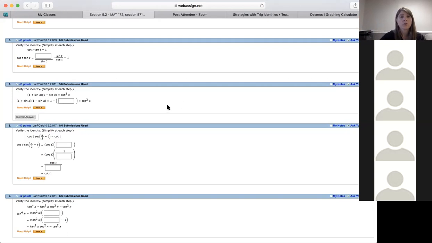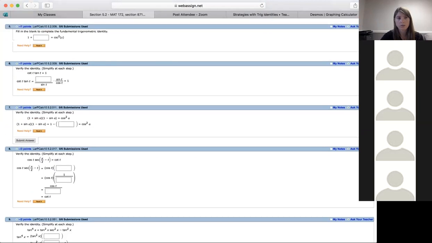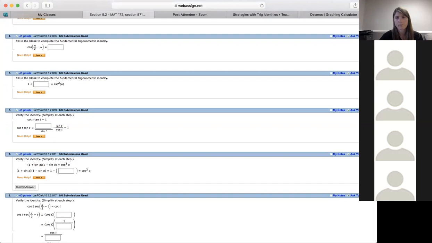So hopefully 6, 7, 8, and 9 will be maybe a little easier even than some of the ones in 5.1. So let's talk about what you need to do from here. 5.1 and 5.2, I kind of think about them as one trig identities, right? 2 sections, but same concepts. What you need to work on is the 2 sections of WebAssign, 5.1 and 5.2. Those are going to be open until your next test. We'll talk about that in just a second.